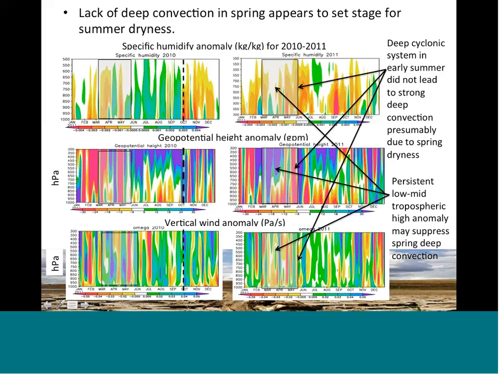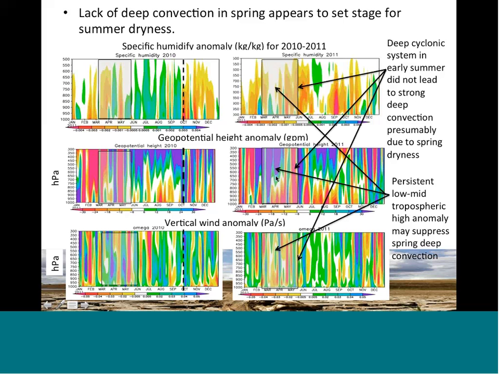So as we can see, the atmospheric specific humidity has been low since the previous fall. And during the spring, you see very little green, which indicates deep penetration of the moisture, which is an indication of convection. And you also see quite strong positive anomalies of geopotential height in the middle and lower troposphere that's linked to this large-scale anomalous anticyclonic circulation.